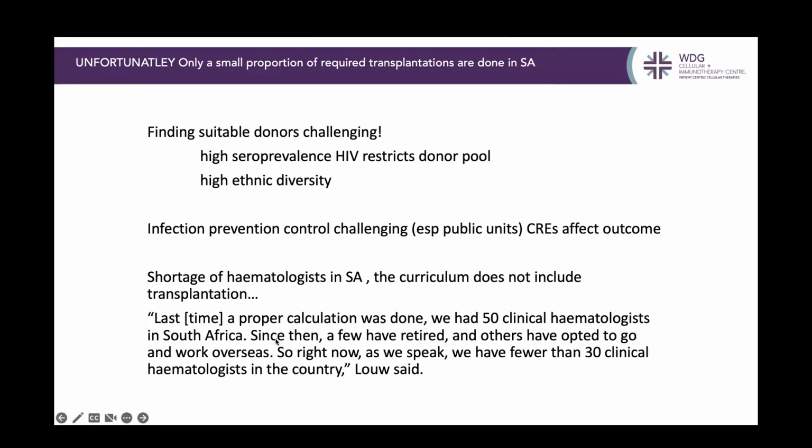So this is a quotation from Professor Bernard Lowe from UCT. The last time a proper calculation was done, we had about 15 clinical hematologists in South Africa. Since then, a few have retired and others have opted to go and work overseas. So right now, as we speak, we have fewer than 30 clinical hematologists in the country. This was published, I think, about 2 or 3 years ago.